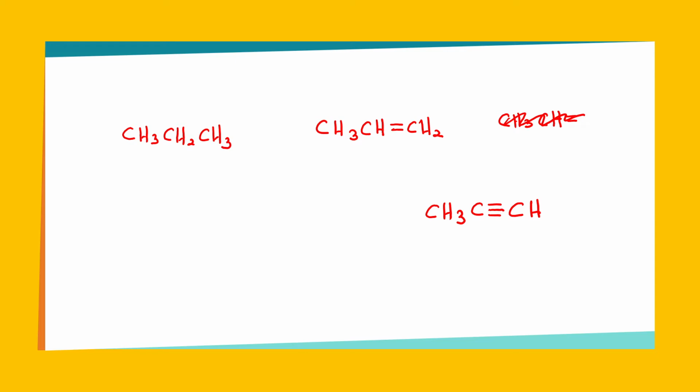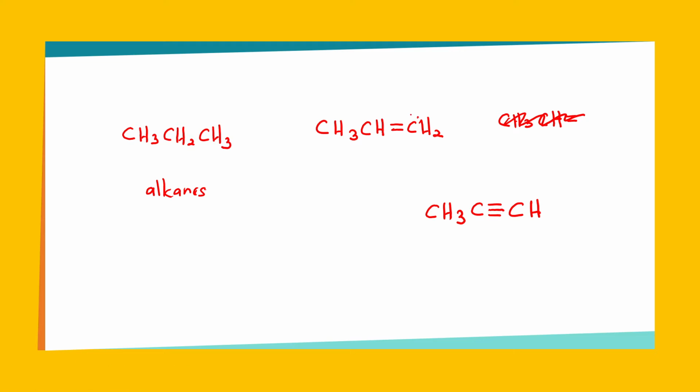Okay. So let's say we have these three molecules. The first one does not have any functional group, but the class of the compound is alkane. The second one only consists of carbon and hydrogen. So the similarity between all these three is that they only have carbon and hydrogen. But here we have a functional group which is C double bond C.